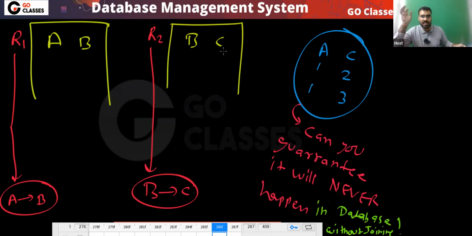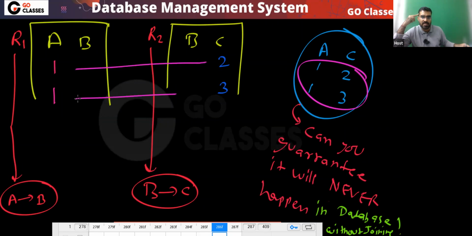Just tell me, if this happens, then what should happen? A very simple point. By chance, let's assume this tuple matches with this tuple, then what should happen? Then this B must be the same, correct? Do you agree? This should match with this.